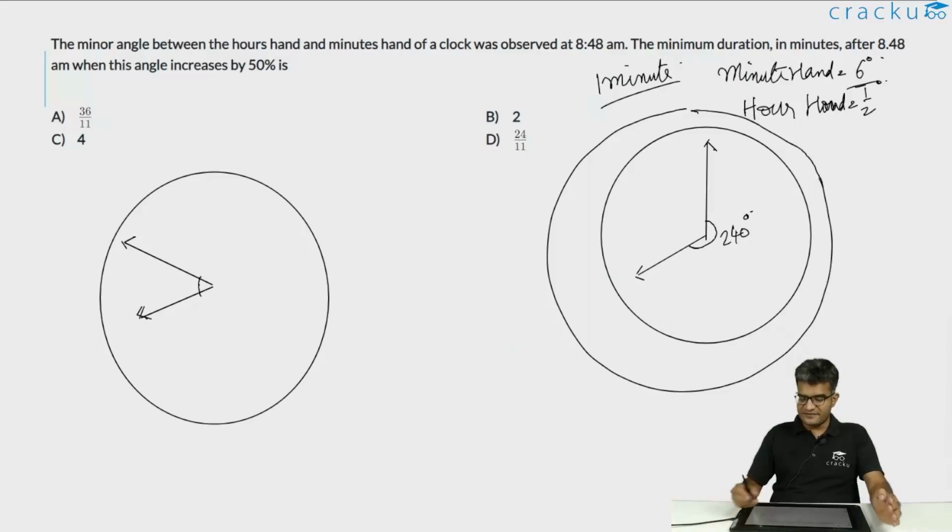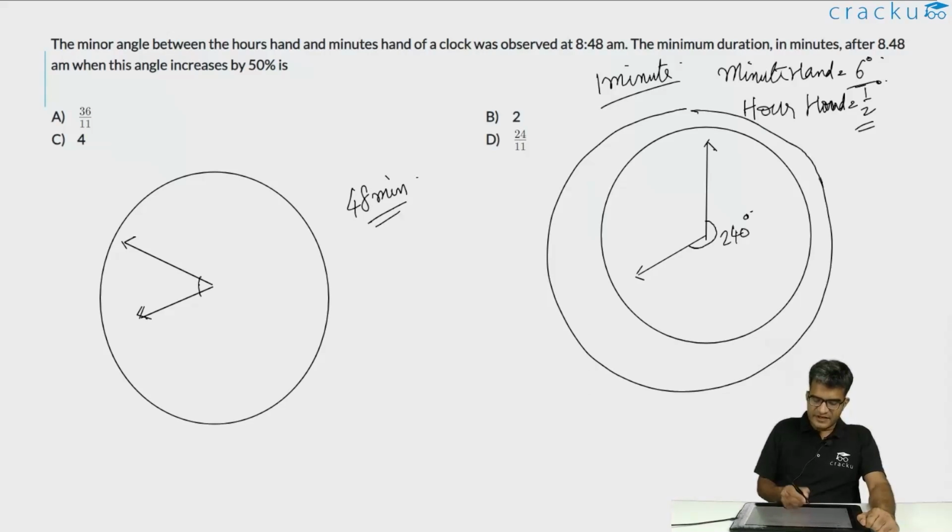And the hour hand will traverse only from 8 to 9 or from 9 to 10. So it will traverse 1/12 of 360 degrees, that is 30 degrees in 1 hour. So every minute it will traverse 1/2 degree. At 8:48, that is 48 minutes after 8, what is the angle traversed by the minute hand? This angle.